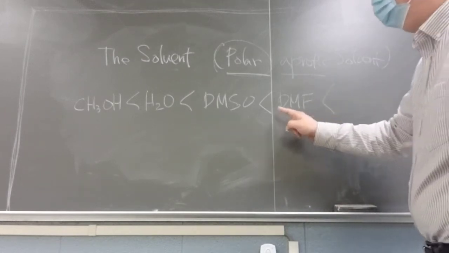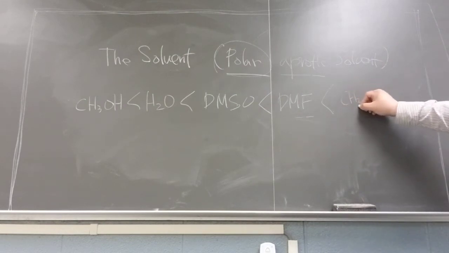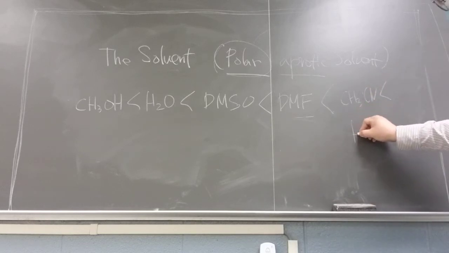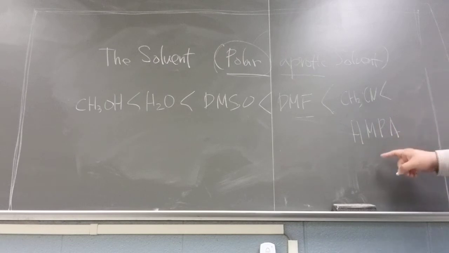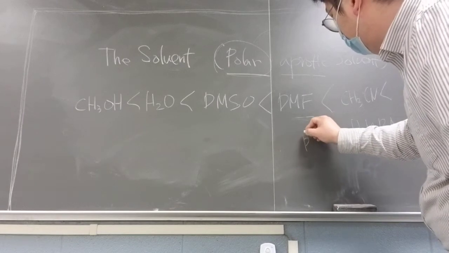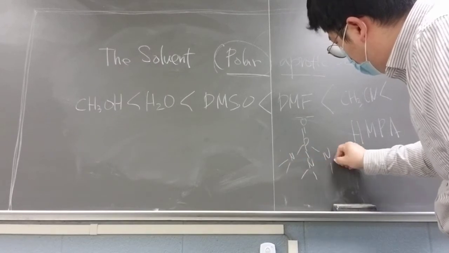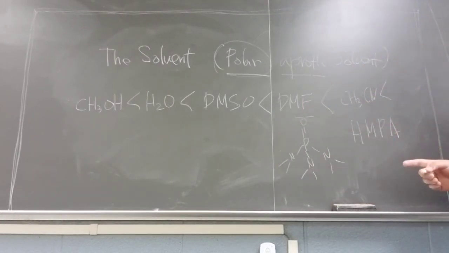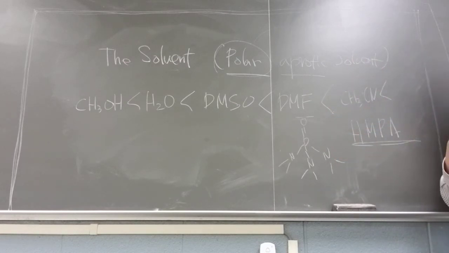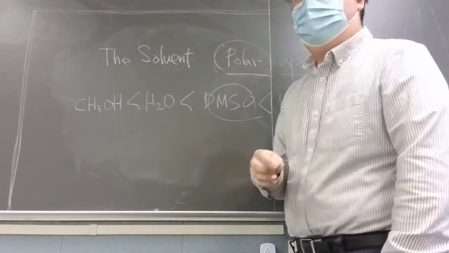But I just want you to remember those compounds are not able to do hydrogen bonding. There's also acetonitrile, and the best one is HMPA, which means hexamethyl phosphoramide, meaning you have this one. Okay, so there's no hydrogen on it, so it's still polar, but not able to do hydrogen bonding here. So those ones are polar, but not able to do hydrogen bonding.